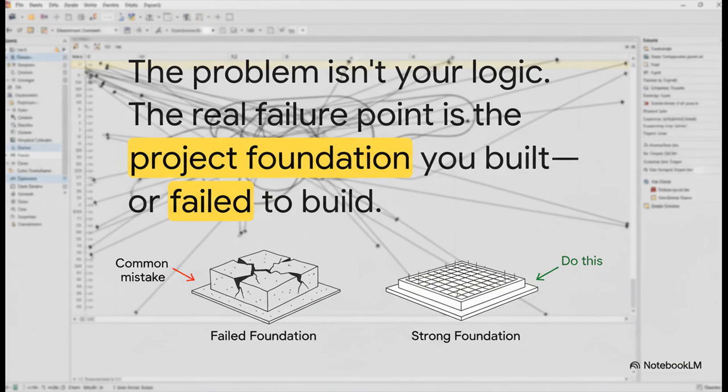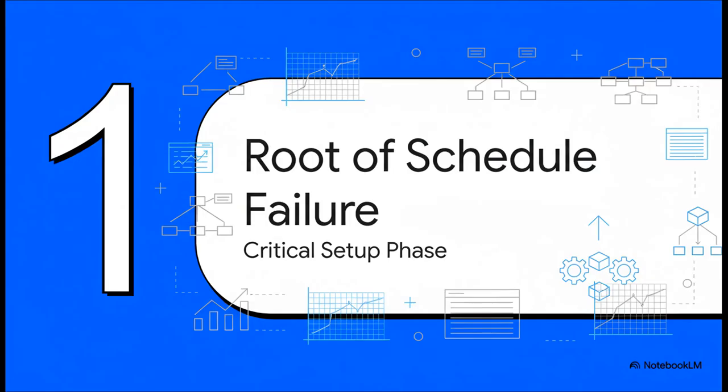The real point of failure, the thing that makes your entire schedule so fragile, is the project foundation you built, or more likely, failed to build, before you even thought about adding a single activity. And that is exactly what we are going to tackle today, the real root of schedule failure. We're going to stop treating the project setup like some boring administrative task and start treating it like what it is, the most critical phase of planning.